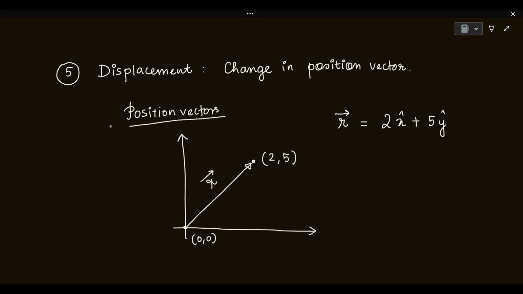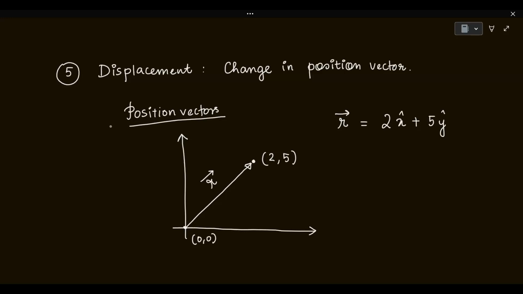This is a completely new sort of representation. People who have attended the bridge course will be aware of this. Who have not, please listen to me carefully. What this means is that you have to travel 2 meters along the x-axis and 5 meters along the y-axis to reach that particular position vector, or reach that particular location.